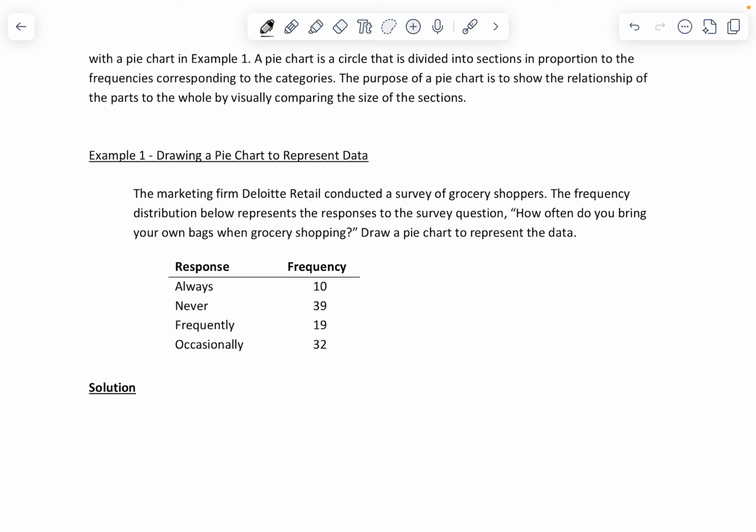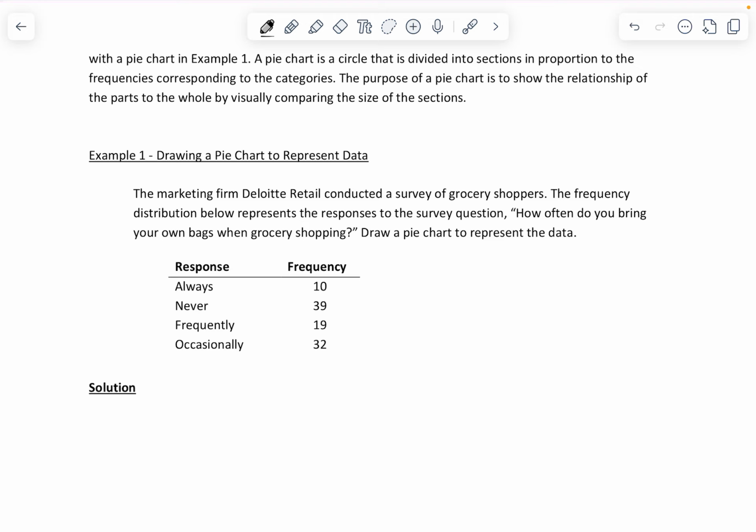Okay. A pie chart is a circle that is divided into sections in proportion to the frequencies corresponding to the categories. The purpose of a pie chart is to show the relationship of the parts to the whole by visually comparing the size of the sections.